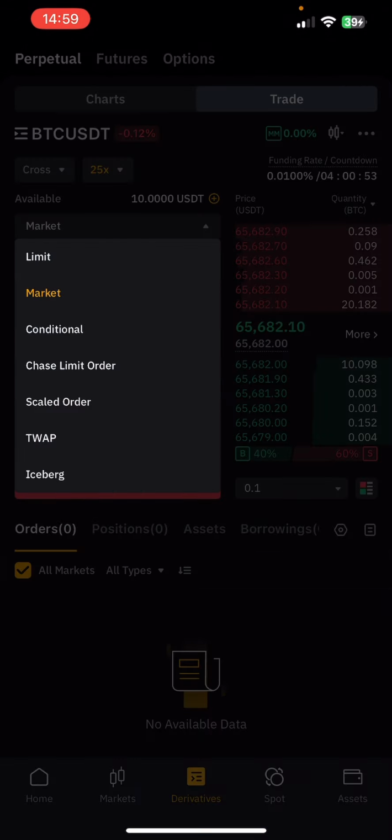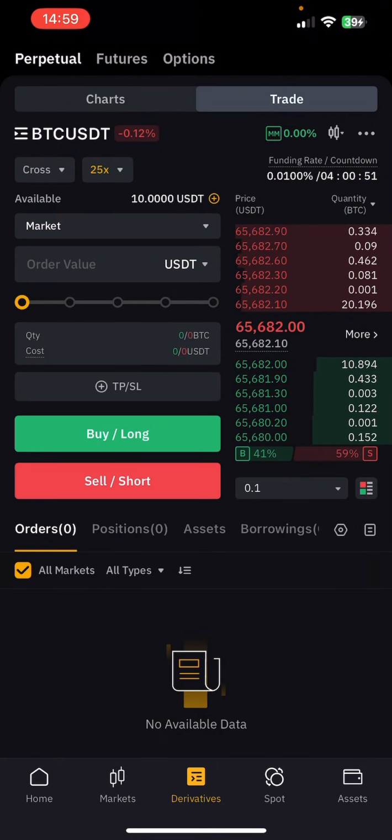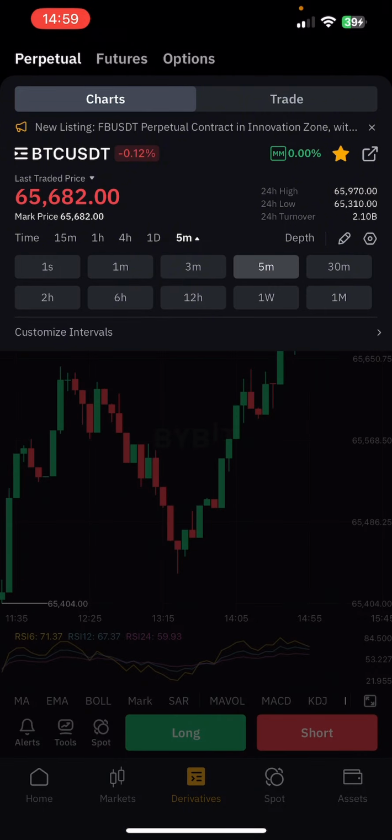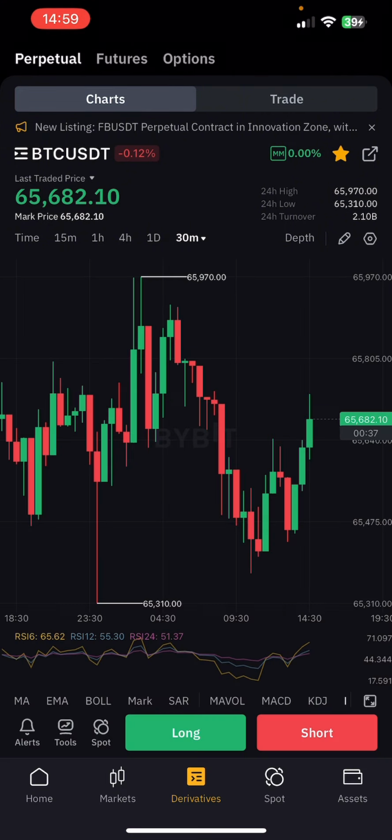This is the $10 here. And we have different types of orders. For this tutorial we are going to use market order. Now let's say you look at the charts. Let's go to the chart. You look at the chart and you see, okay, Bitcoin is now dropping a little.